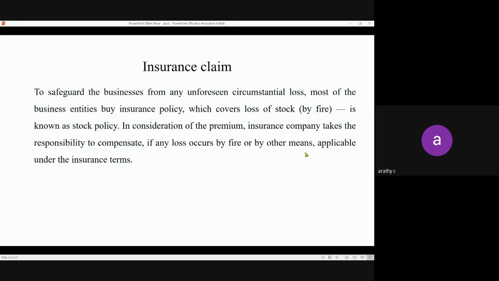Next is insurance claim. You all know what insurance is. This is the insurance claim by the business organization, to safeguard the business from unforeseen losses like fire and other damages from earthquakes, floods, etc. The business entities buy insurance policies to cover this loss of stock. In consideration of the premium, the insurance company takes the responsibility to compensate. So this is about insurance claim.